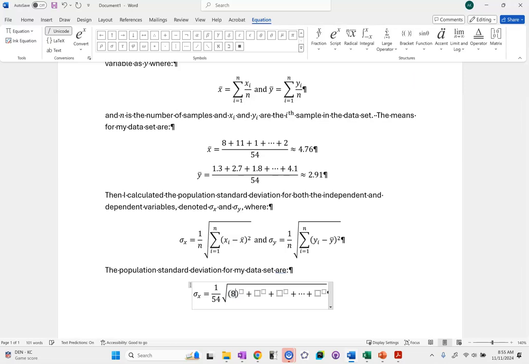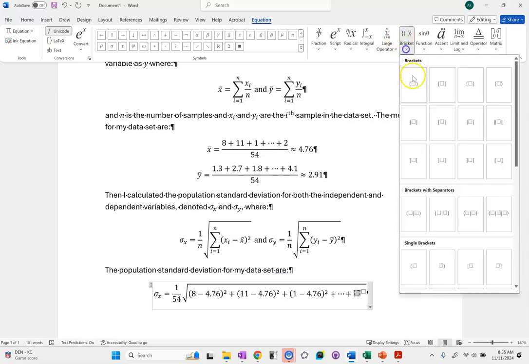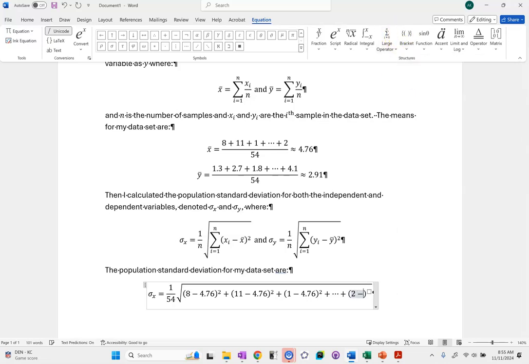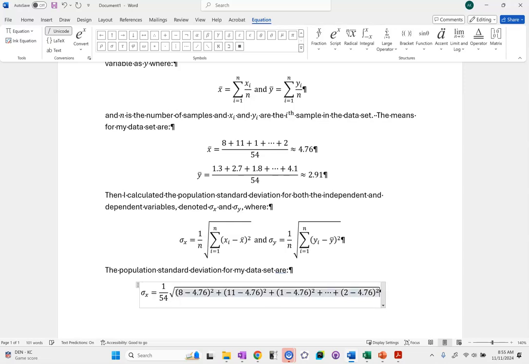So my first sample was 1 and my mean was 4.76. My second sample was 11, and my mean was 4.76. My third sample was 1, my mean is 4.76. My last sample was 2, and my mean was 4.76. And we should say this is approximately, make up a number, 3.14. That's a fun number.